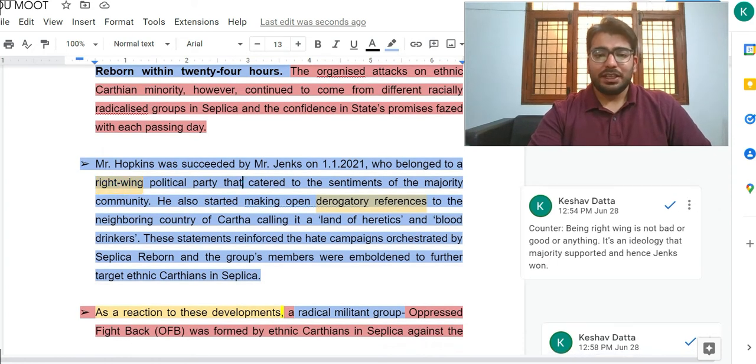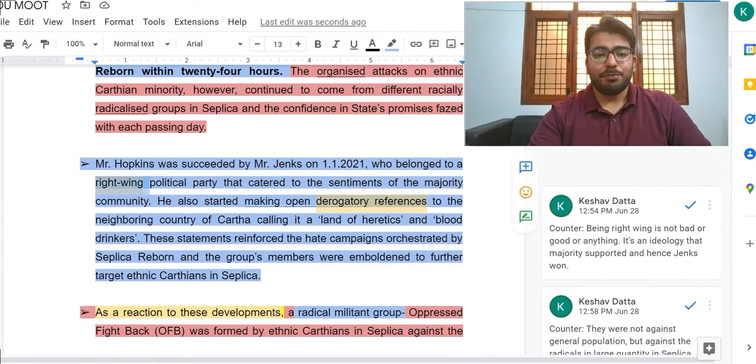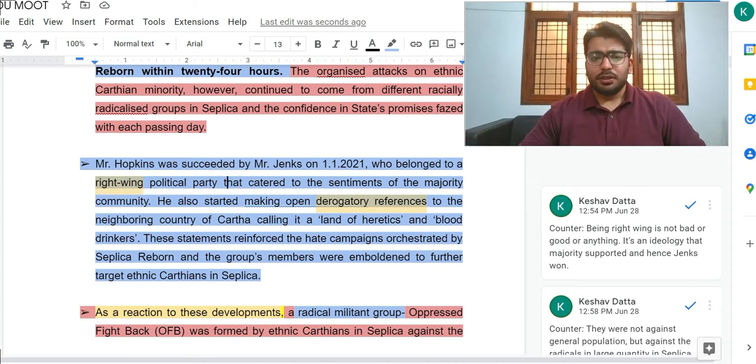But whenever the applicant is using it, the counter argument could be that this is a right-wing political party. So what? There are many political parties in every nation. Some are left-wing, some are right-wing, some are centrally aligned, but nothing is wrong. It's just a question of ideology. Some people may be left-wingers, some may be right-wingers, and no negative connotation can be attached to either left-wing or right-wing, right? So you must not be apologetic about being a right-winger whenever you are arguing.